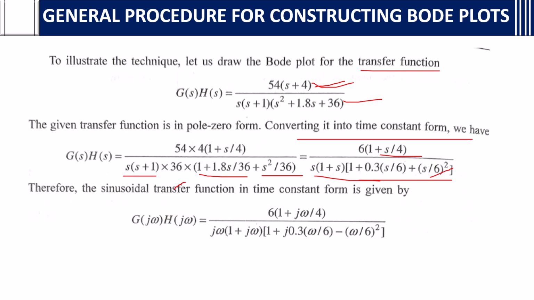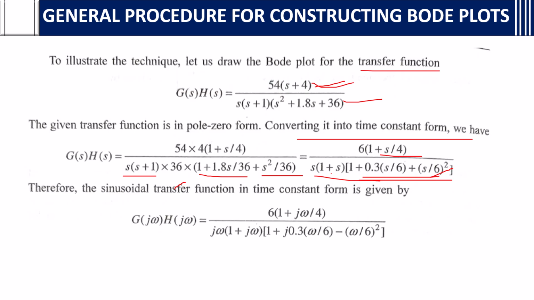Anyway, 6 square is 36, so s by 6 whole square you can write. Therefore, this is the final transfer function in time constant form. Time constant form means it should be in the form of 1 plus s tau, 1 plus, like this. It should be in this form.